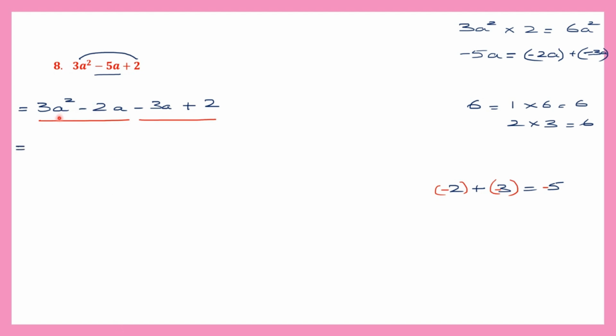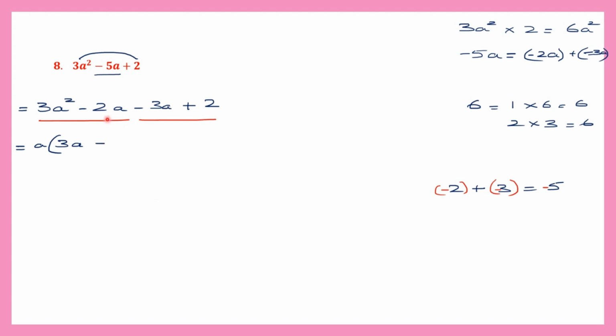Common here is a. A is common. So I'm going to take a out here. So 1a, if I remove, now here what is left? From 3a square I've removed 1a. So 3 is left and 1a is left. So that will be 3a. I can put the minus sign.